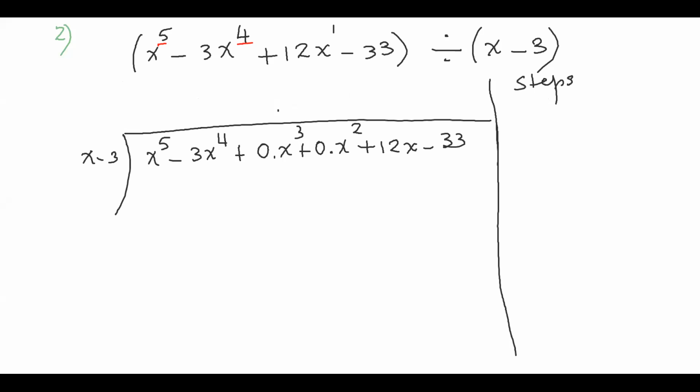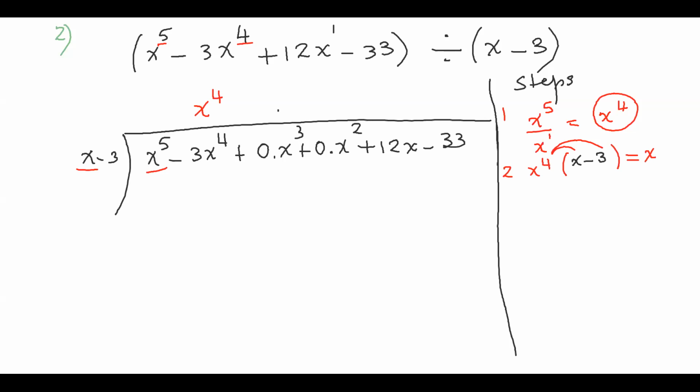So number 1, divide x to the power 5 by x. So we get x to the power 5 over x. So the answer is x to the power 4 because 5 minus 1 is 4. So that is our quotient. So it goes on the top. Step number 2, I multiply this x to the power 4 with the divisor. The divisor here is x minus 3, which is the expression outside, and then distribute. We are multiplying. So we get 4 plus 1 is 5.